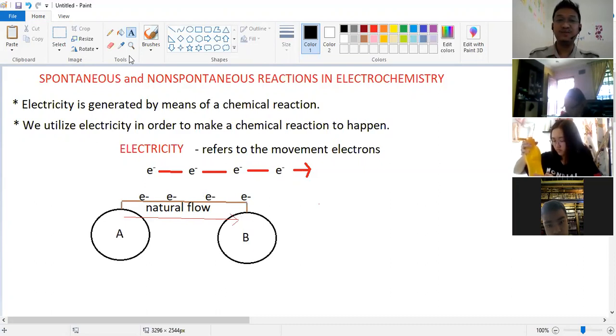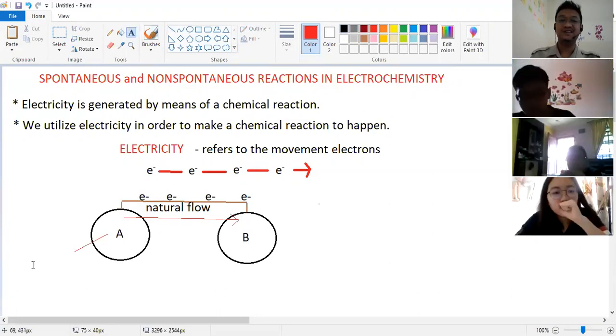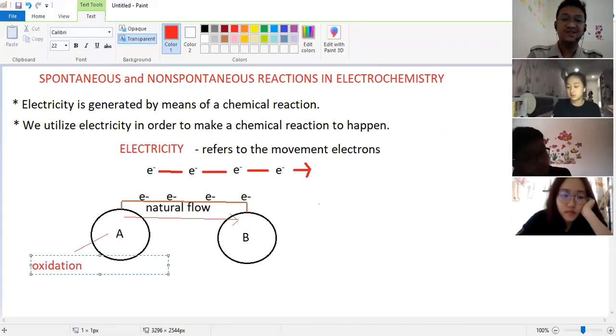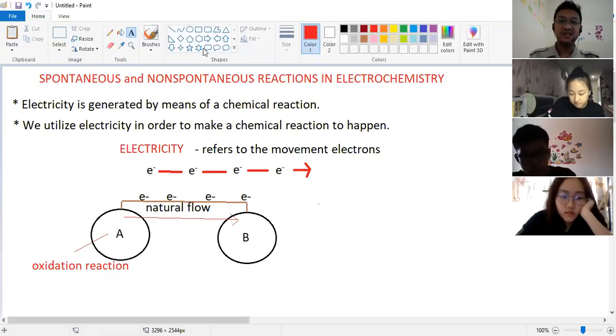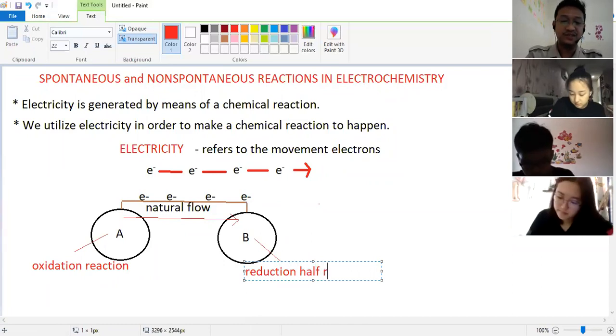And what kind of half reaction happens to A if it keeps giving off electrons? Oxidation. So it experiences an oxidation reaction. And what kind of half reaction takes place with substance B as it keeps receiving electrons? Reduction. We call it a reduction half reaction.